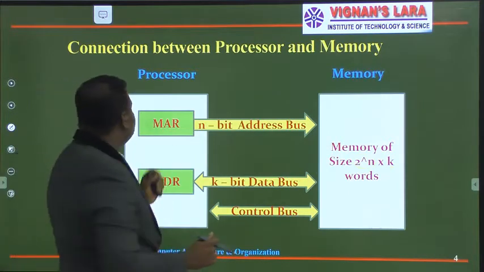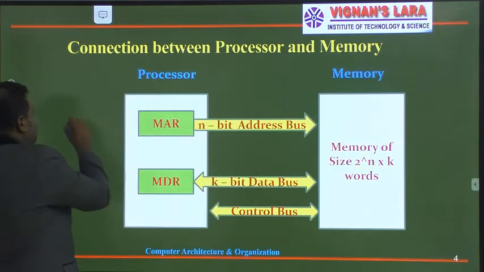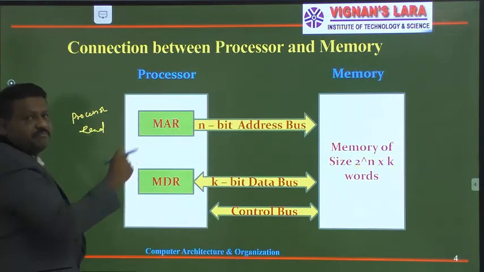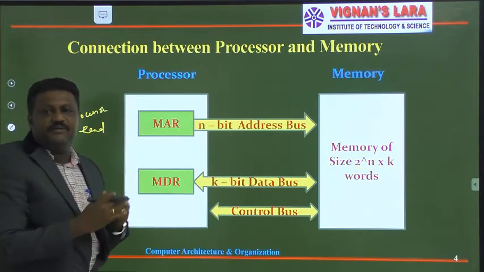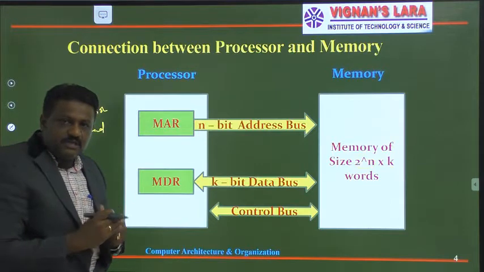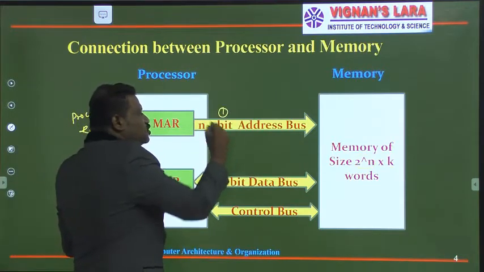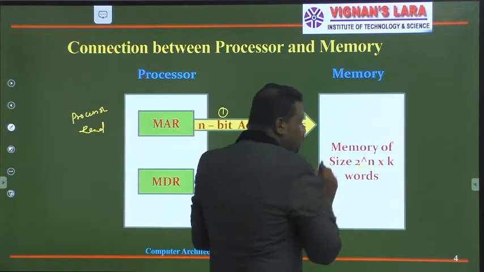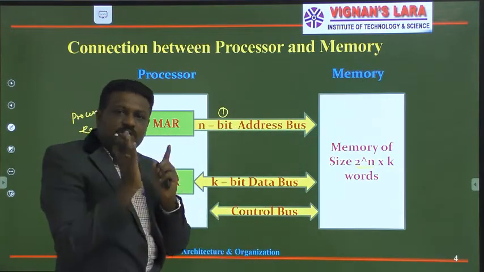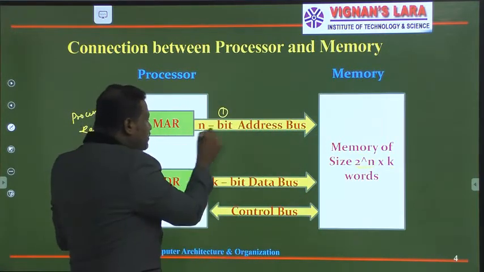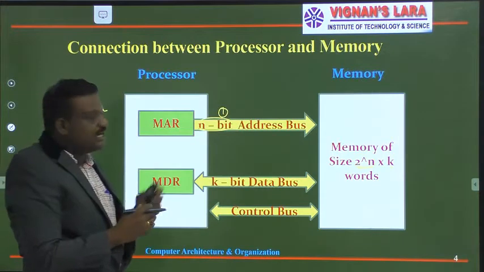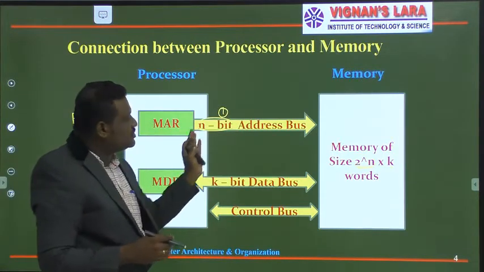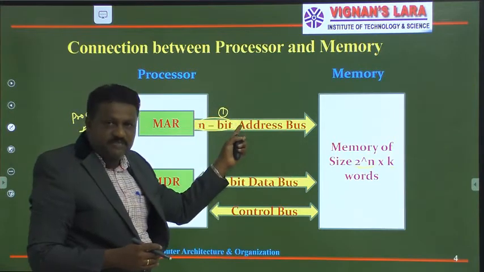For example, here my operation is that the processor wants to do a read from memory. Then what does it do? First, the processor has to generate an address of that memory. Because here I have 2^n locations, I can select only one location by generating an n-bit address. That n-bit address is transferred by the processor to the memory with the help of the address bus.